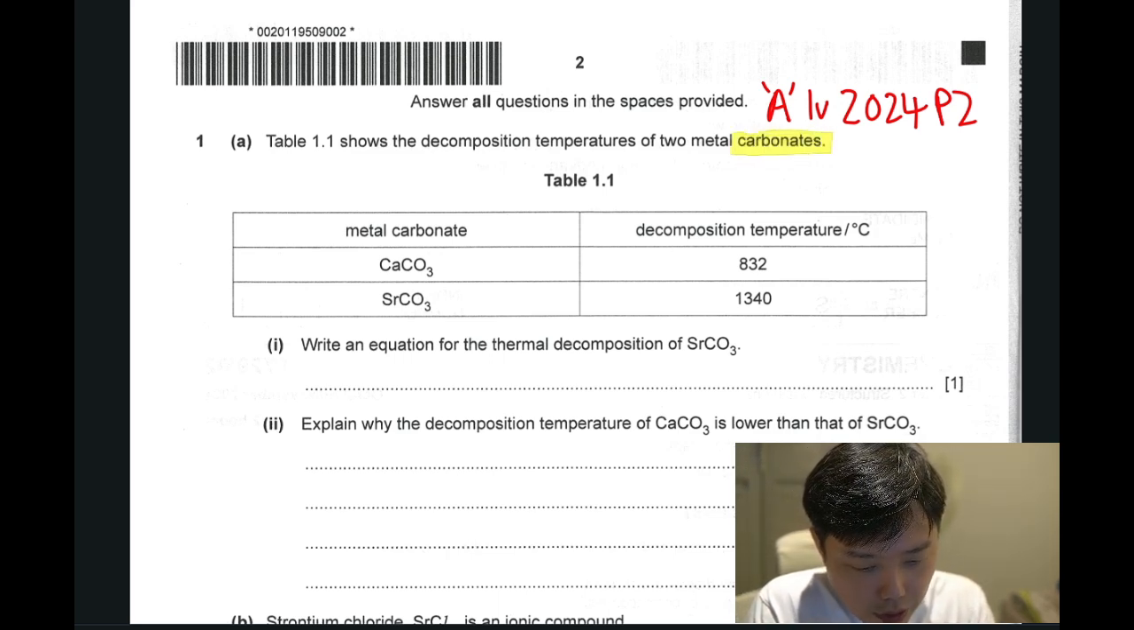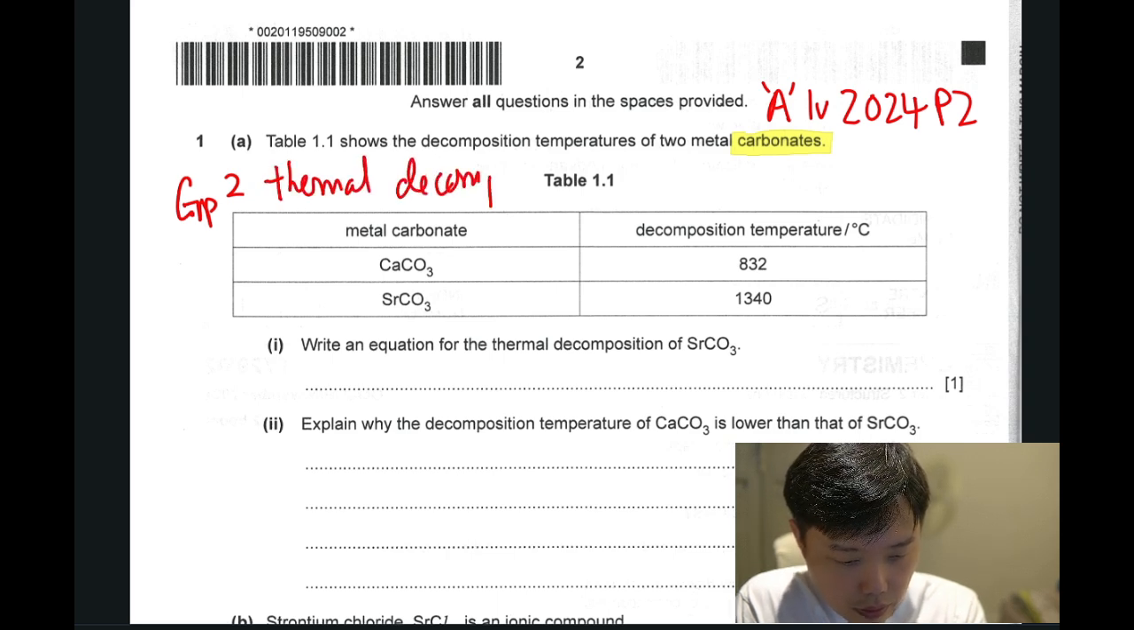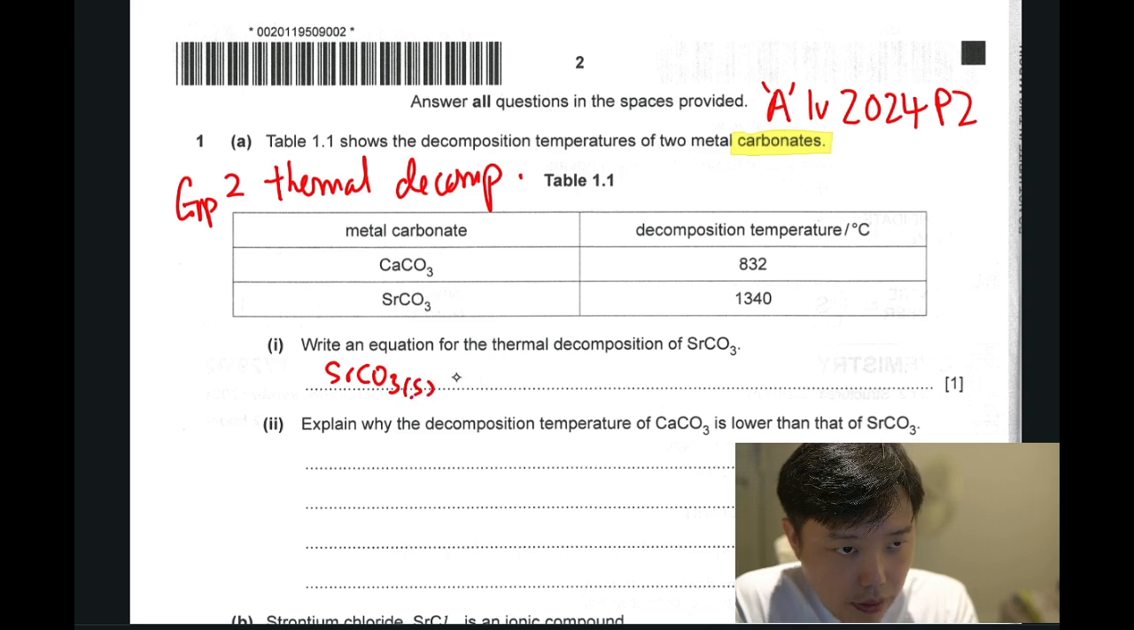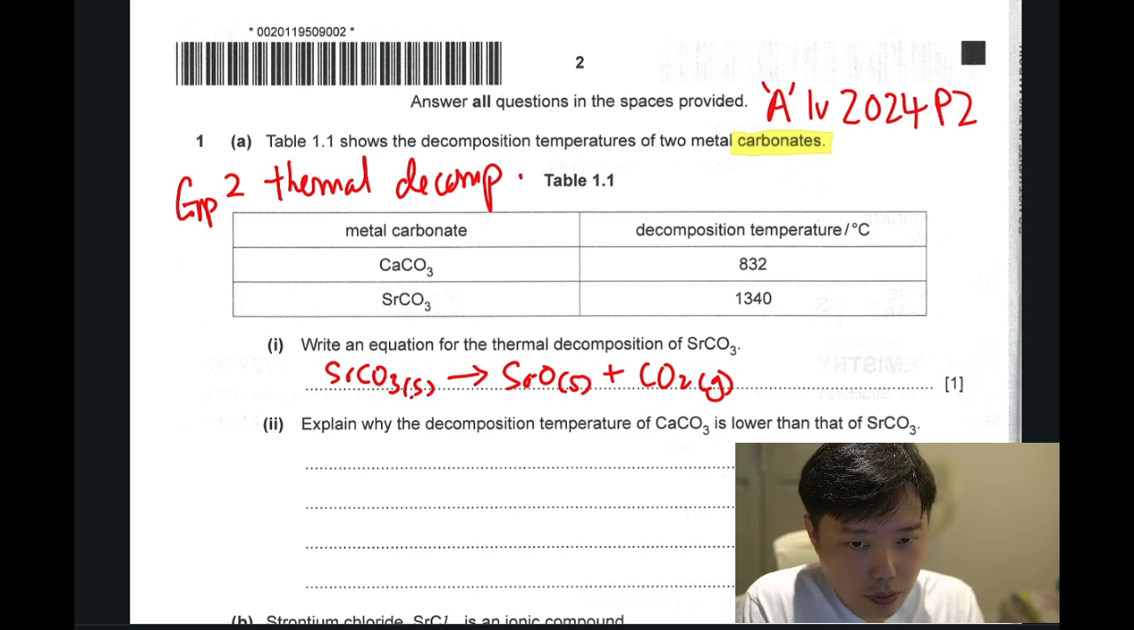Part 1 says write an equation for the thermal decomposition of strontium carbonate. So this is a fairly simple question to do with group 2 thermal decomposition. Basically, just write down strontium carbonate solid decomposes to strontium oxide solid plus CO2 gas. So that's it, 1 mark just for part 1.